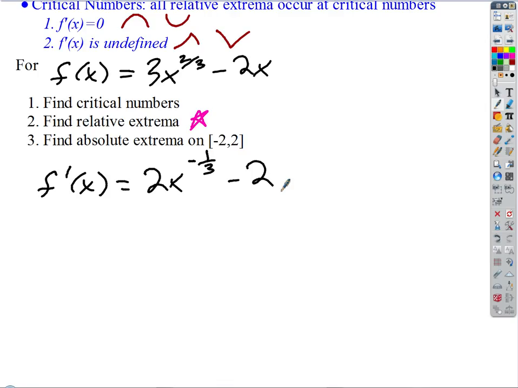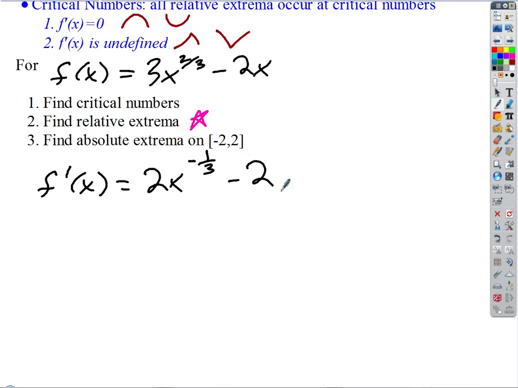Now, what do we do with that? We've got to find the critical numbers. Well, both instances are related to that first derivative. We're going to set it equal to 0. So the 2x to the negative 1/3 goes to 0. Good, and that's a good idea.